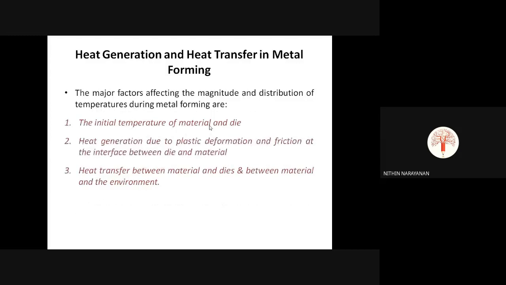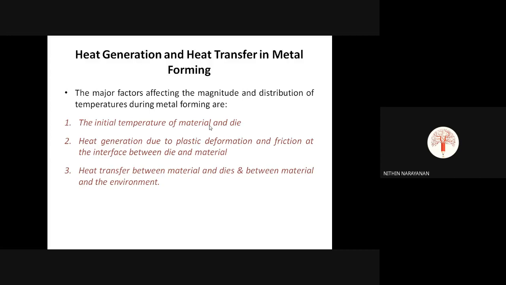The major factors affecting the magnitude and distribution of temperature during metal forming are, ഇപ്പോൾ എന്തൊക്കെ factors ആണ് temperature distribution-മായി ബന്ധപ്പെട്ടിട്ടുള്ളത്? The initial temperature of the material and the die. So first one is the initial temperature. What is the initial temperature of this material? Sometimes the tool means, in most metal forming operations we are using dies. അല്ലേ, rolling mills-ൽ rollers ഉപയോഗിക്കുന്നുണ്ട്. In some types of forging and all we will use dies.